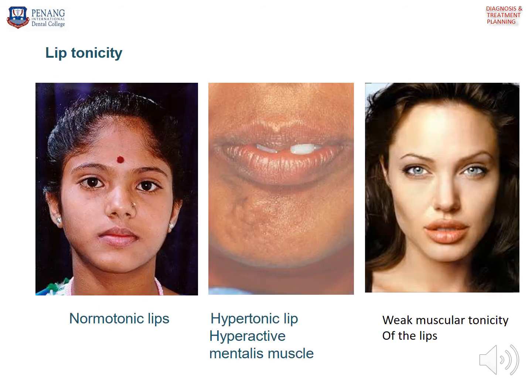Another one, you need to look for the lip tonicity. The first photo shows that the patient has competent lips with normal tonicity of the lips, and the middle photo shows that the patient has hypertonic lips, and the patient also forces the mentalis muscle to get the lip seal. And then we can see that the patient has a hyperactive mentalis muscle on the chin. And then the final photo shows that the patient has very weak muscular tonicity of the lips, and the patient has everted upper and lower lips.